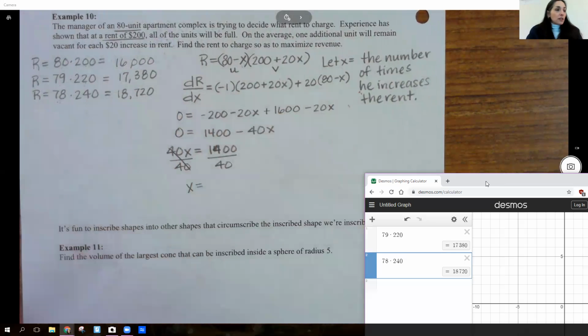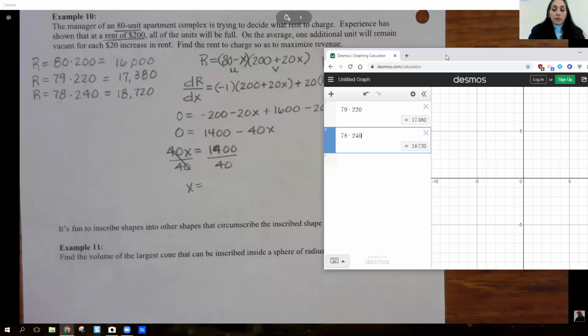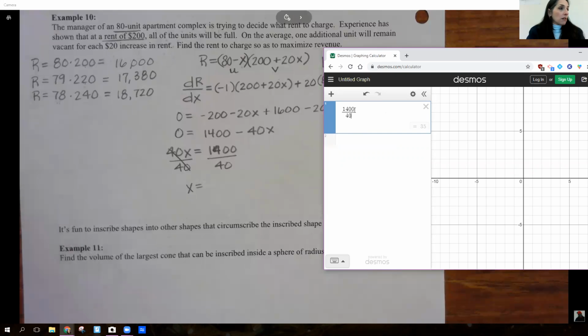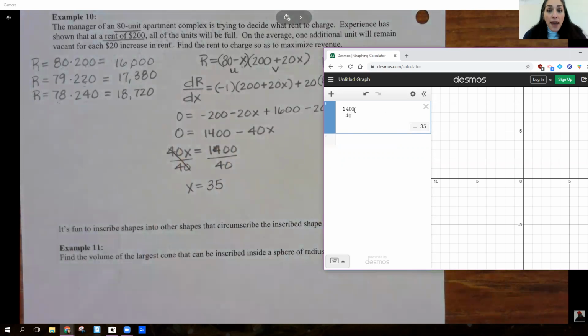X equals, let's type that in. Oops. My Desmos screen doesn't want to cooperate with me right now. There we go, that's better. 35. Okay, so the most number of times that he can raise the rent and make the most money is going to be happening when X is 35.